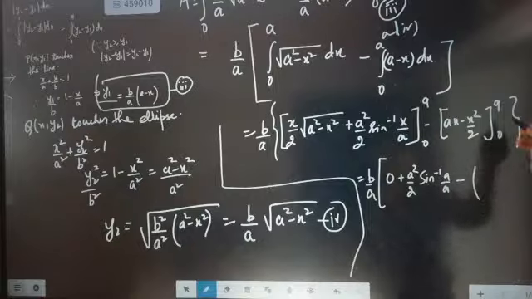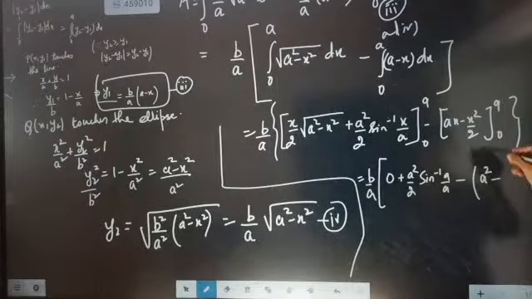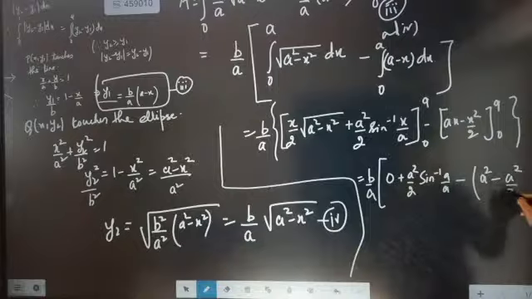Now minus, but here if you put a, it will become a square, and then minus, it is going to come as ax, so a square minus a square by 2.